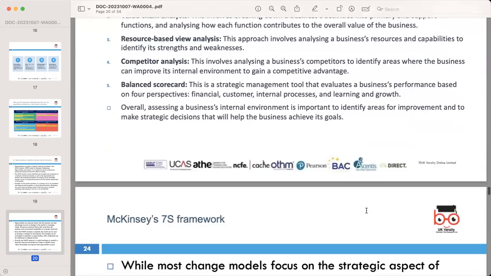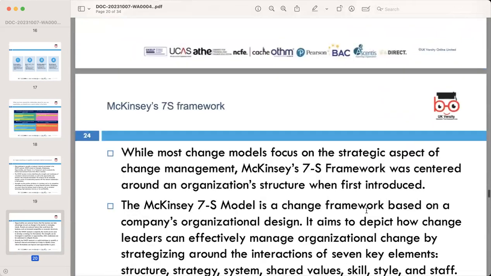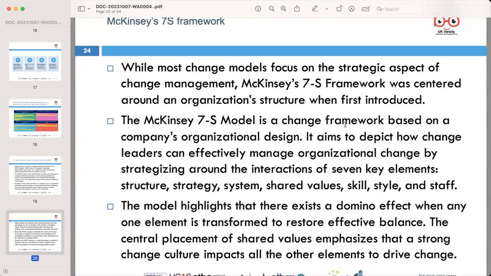So the next one is the McKinsey 7S framework. Any comments on McKinsey 7S, if anyone is there, or if anybody can explain?